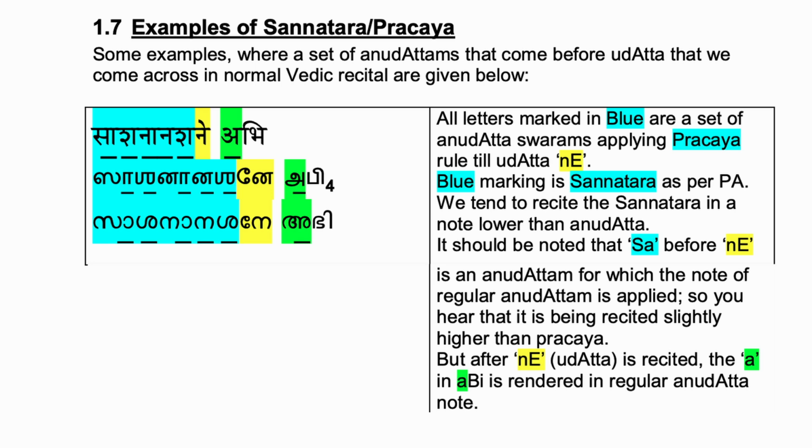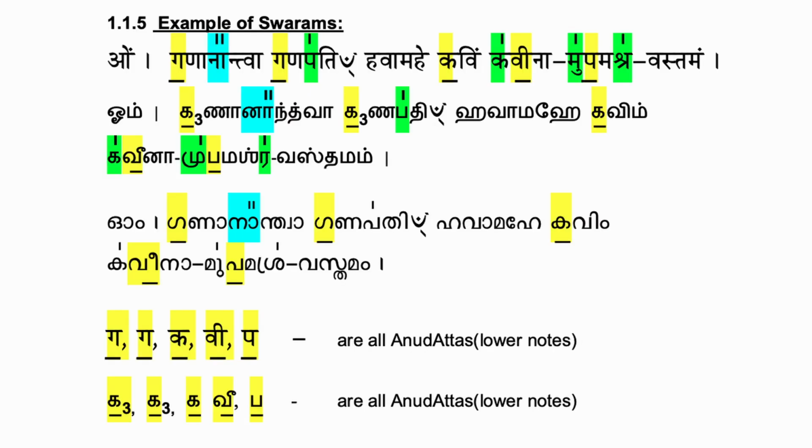So, in this example, you see monotonous rendering comes before an Udata. In some other Vedic statements, the monotonous rendering with unmarked letters may come after a Swaritam. The apt example, and the doubt that he asked, is on the mantra Gananaham Tva Ganabadigum Havamahe. He is asking about Ganabadigum Havamahe. The Digum Havamahe is rendered monotonously.